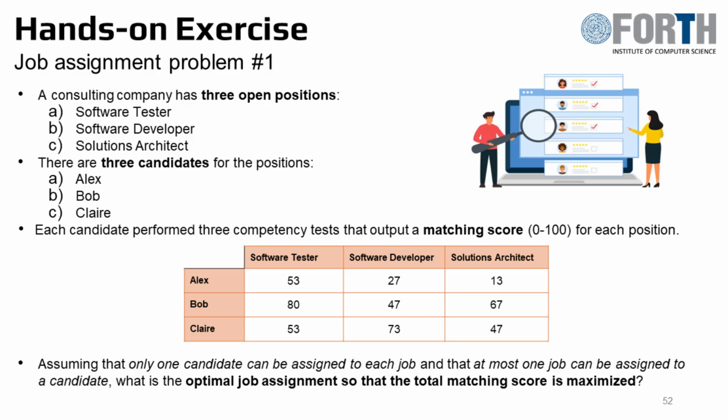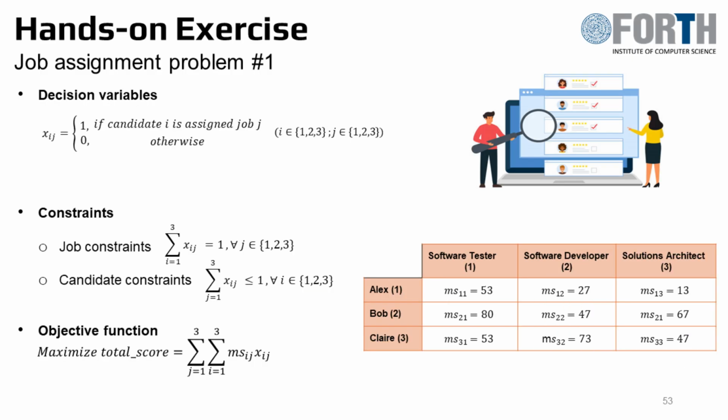Our goal is to assign candidates to jobs in a way that maximizes the total matching score. However, we must respect 2 rules. First, only 1 candidate can be assigned to each job. Second, each candidate can be assigned to at most 1 job. So the core question is simple: how do we pair candidates and jobs so that the overall compatibility score is as large as possible? This is a classical assignment problem, and it is a perfect starting point for binary modeling. To model this problem, we first define the decision variables.